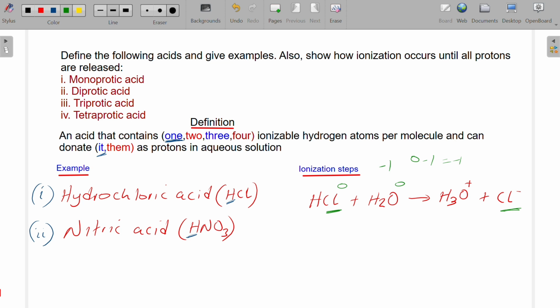Receiving a hydrogen, or gaining a hydrogen, is gaining a plus 1. So you can see the water here basically received the hydrogen. When it receives a hydrogen, the charge was 0, and 0 plus 1 will give us a plus 1. That's why you can see we have a positive charge on that side there. It's because of the receiving of the hydrogen. Hydrogen as a proton is positively charged.